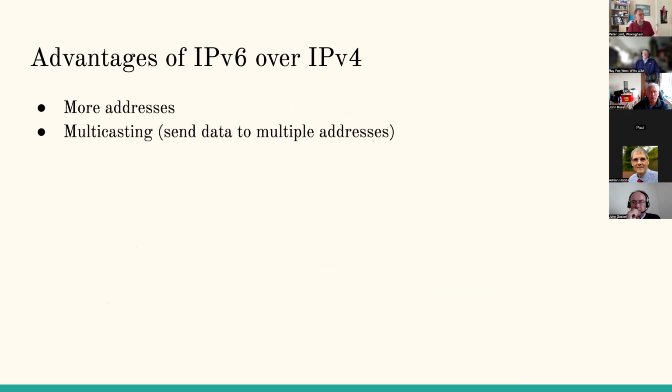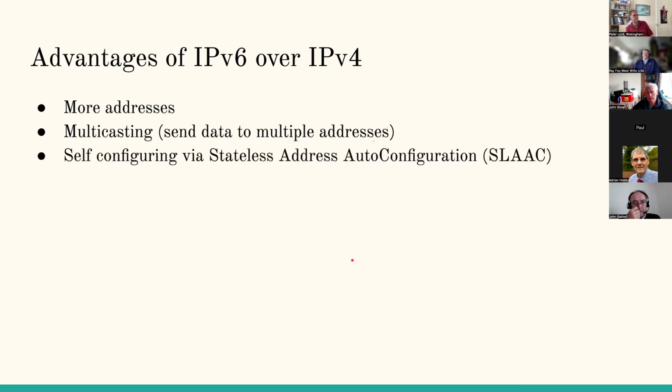Built into the IPv6 protocol is multicasting. In other words, you can send the same piece of data to multiple addresses. Streaming services make use of this. And they're self-configuring. So you've got a simplification in that you don't need a DHCP server on your network.